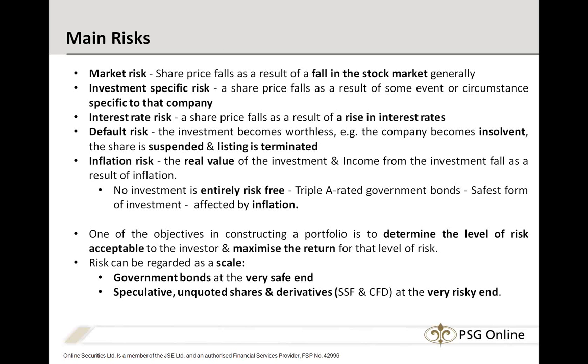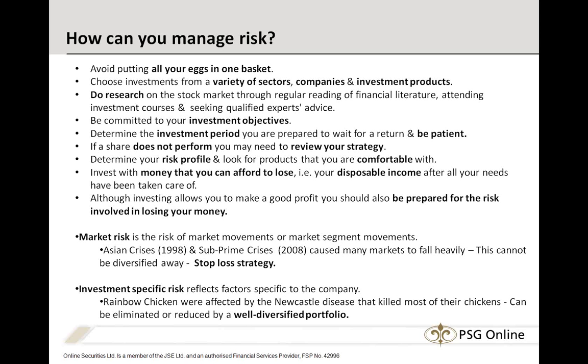Okay, so let me just go back there. You can imagine a scale. On the one side of the scale, you've got government bonds, which are very, very safe, and you've got equities in the middle, and the other side of the scale is your speculative, unquoted shares and your derivative products, which are very, very risky. So that's how you've got to look at your risk profile. Where would you see yourself on that scale? What product would you go for?